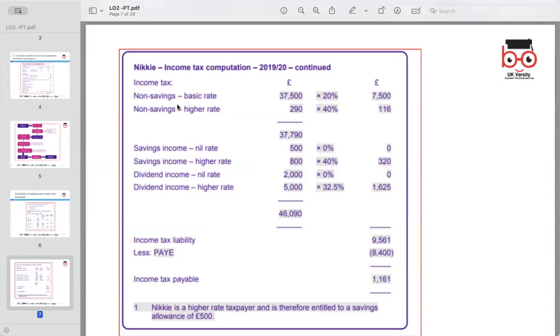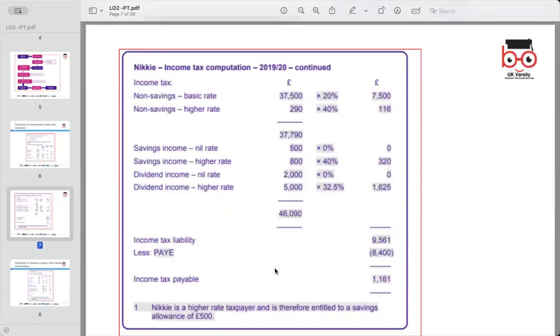So income tax: non-savings basic rate 37,500, non-savings higher rate 290 multiplied by 40%, which is 116 pounds. Savings income nil rate, higher rate nil rate, then dividends at the higher rate. Income tax liability 9,561 less tax paid 8,000. So income tax payable 1,180 pounds. So Nikki is a higher rate taxpayer and therefore entitled to a savings allowance of 500 pounds.